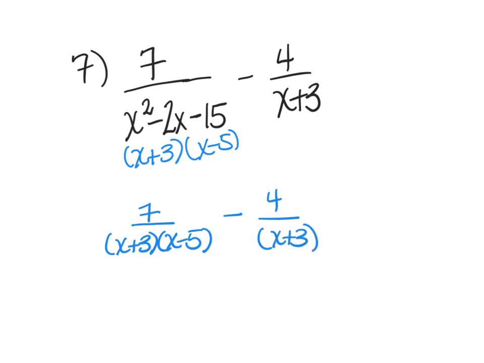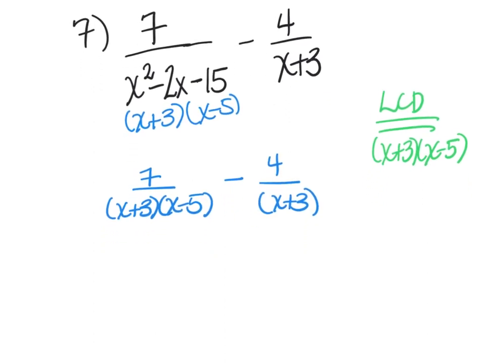So when you think about your LCD, we have to have an x plus 3 and an x minus 5 because that's what the first fraction has. The second fraction has the x plus 3, but it needs the x minus 5. So my LCD is just going to be x plus 3 times x minus 5. So I'm going to make those common denominators first.